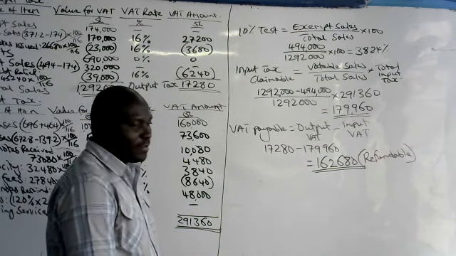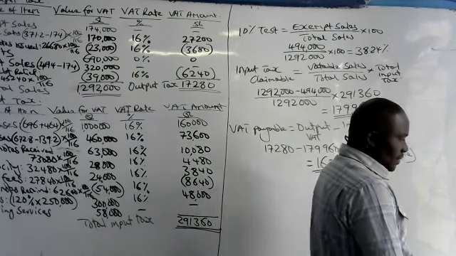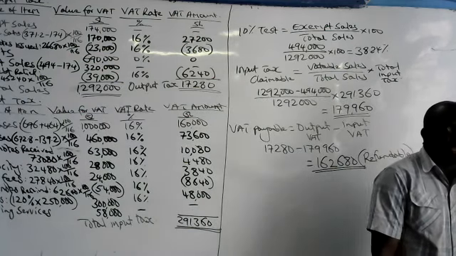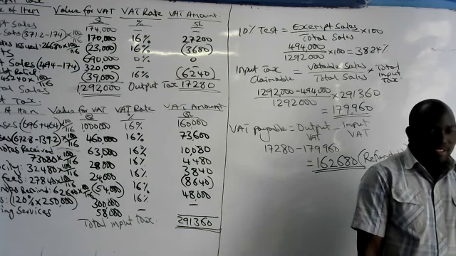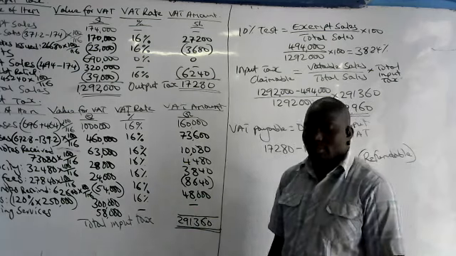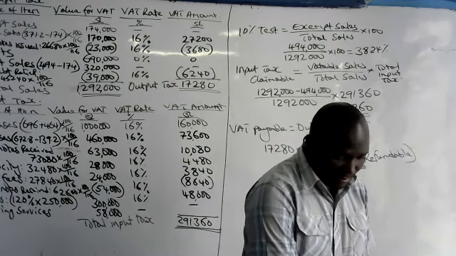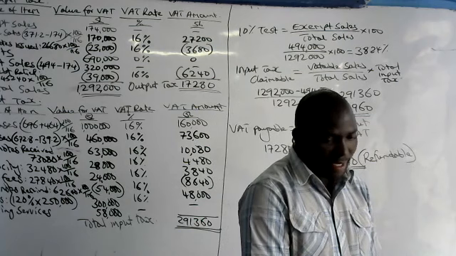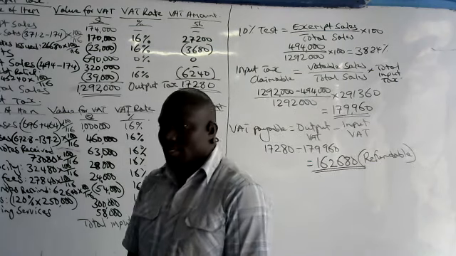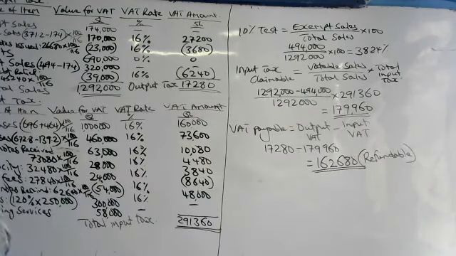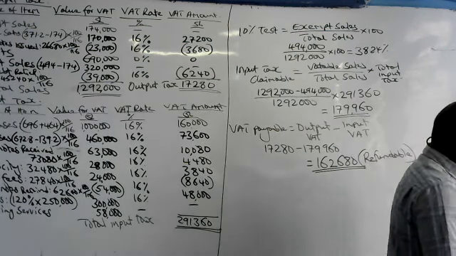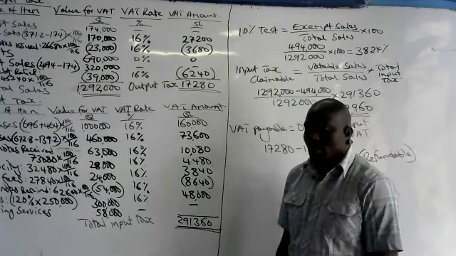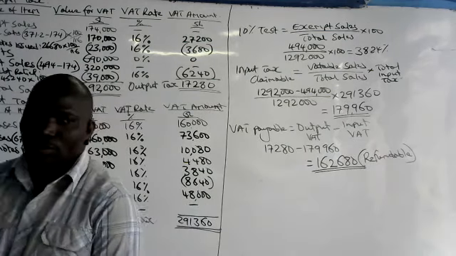VAT refundable is carried forward to be offset against VAT relating to subsequent months. It's carried forward to be offset against VAT relating to subsequent months. So that is it with VAT.